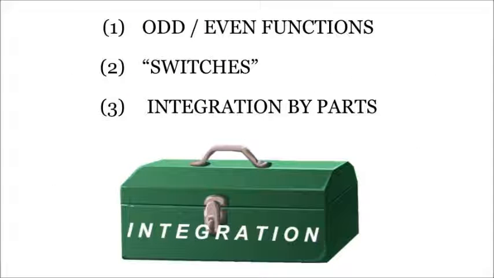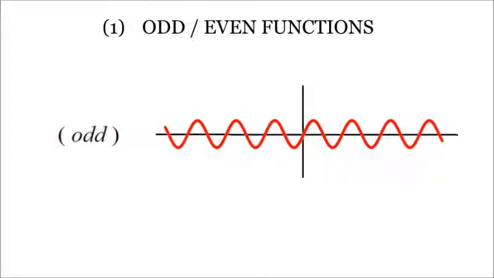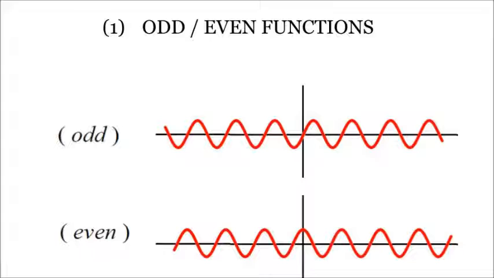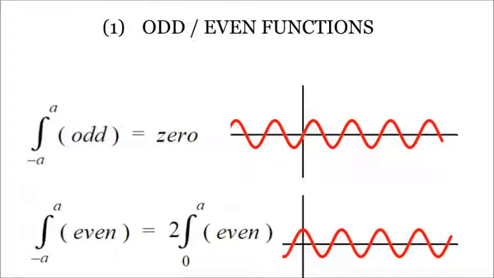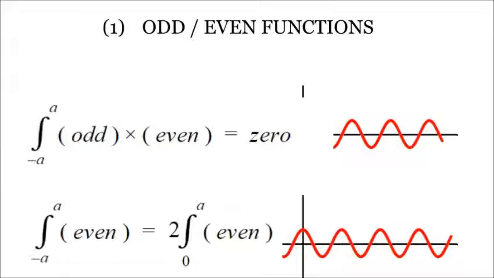Odd and even functions. The sine wave is an odd function. It's been called worse. The cosine is an even function. What's the difference? Well, when an odd function is integrated around 0, from negative a to a, the answer is 0. That's not true for even functions. But it is true when an even function is multiplied by an odd function. Those kinds of symmetries cancel out. Take my word for it.